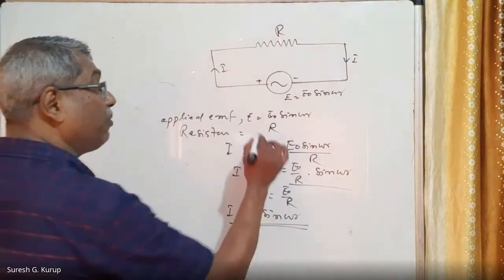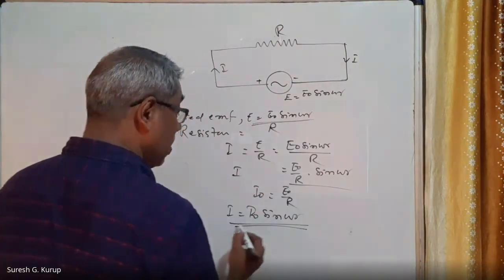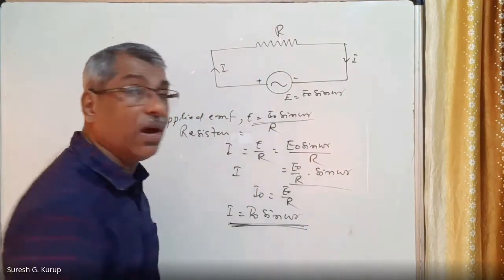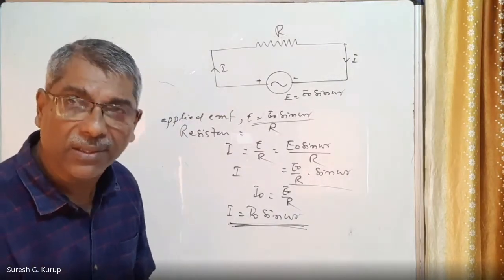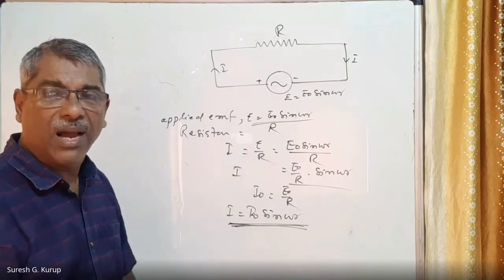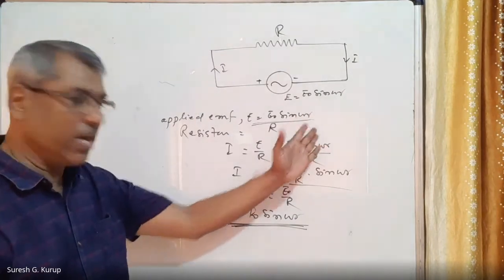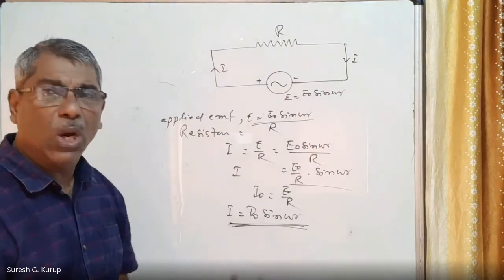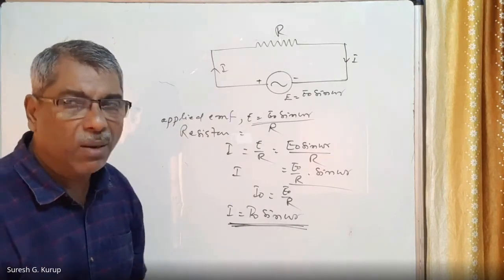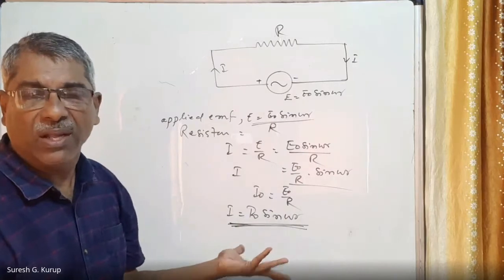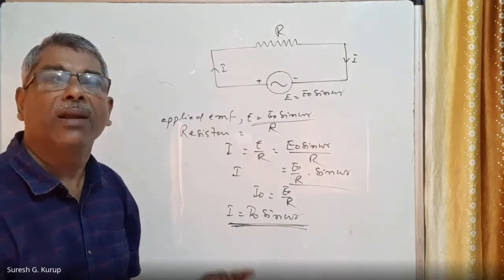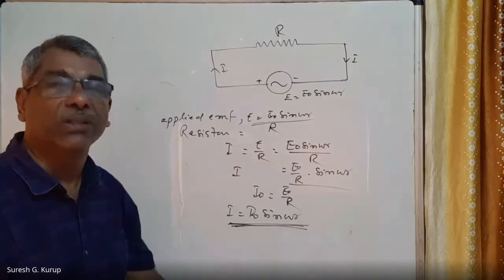What is the applied EMF? E is equal to E0 sin omega t. What is the resulting current? I is equal to I0 sin omega t. There is no phi appearing in this case. The applied EMF is sin omega t, and this is also sin omega t, not sin omega t minus phi or plus phi. Here also there is no minus phi, no plus phi. Therefore, we can say the current and the EMF are in the same phase.